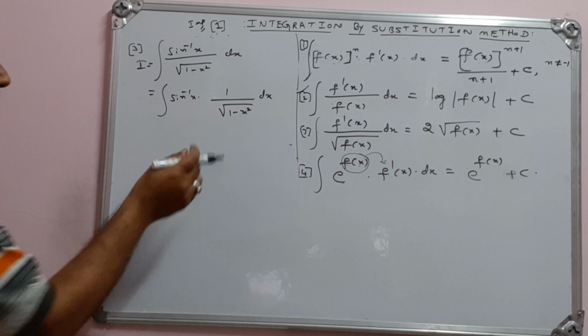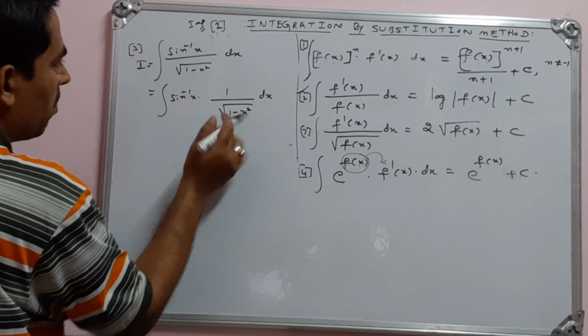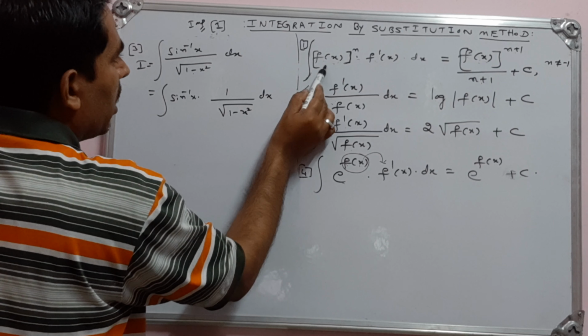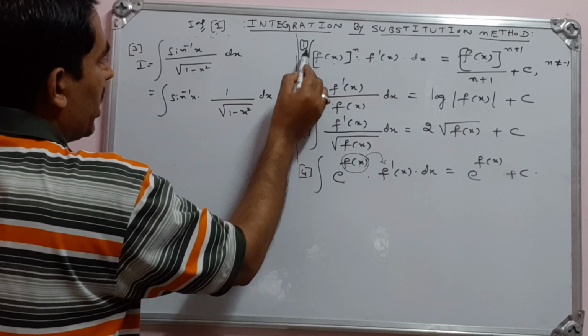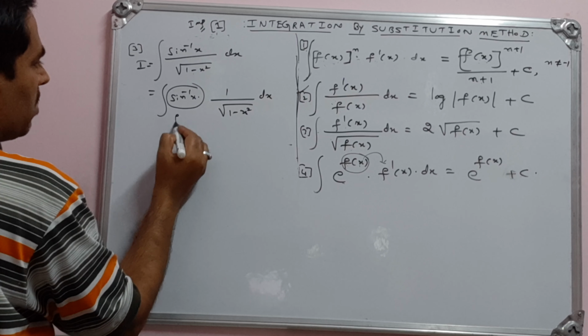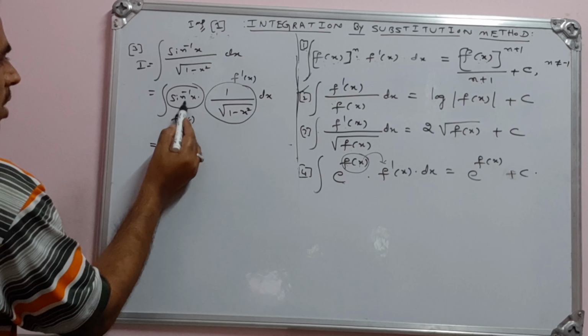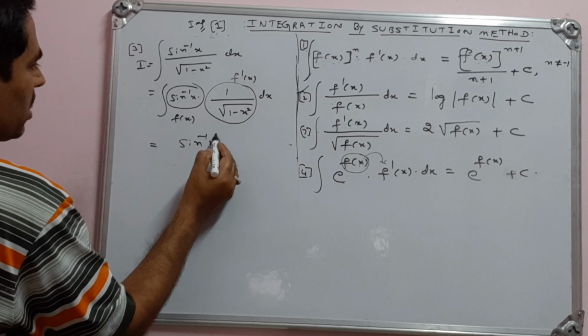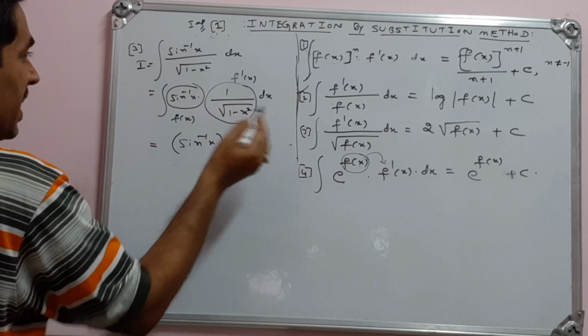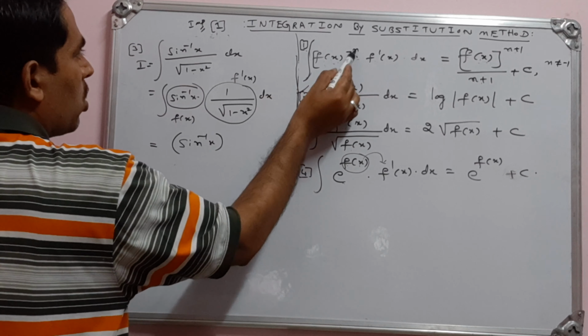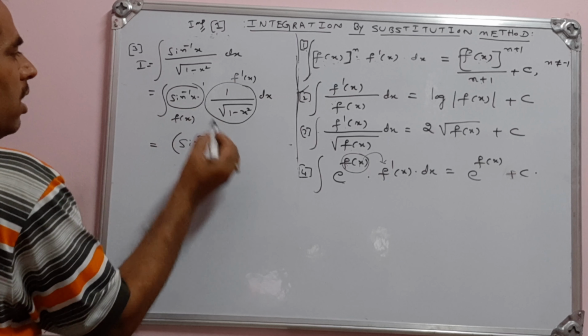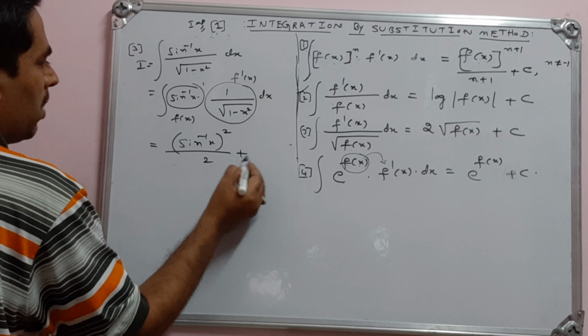I have not integrated this. I have written the numerator as it is into 1 by square root of 1 minus x square. Once again it is of this first standard form. Treat sin inverse x as the f of x function. The derivative of sin inverse x is 1 by square root of 1 minus x square, so this is f dash x. So I have to write the answer as the function to the power n plus 1 divided by n plus 1. The function is sin inverse x, and here the power is 1, so 1 plus 1 means 2, divided by 2, plus c.